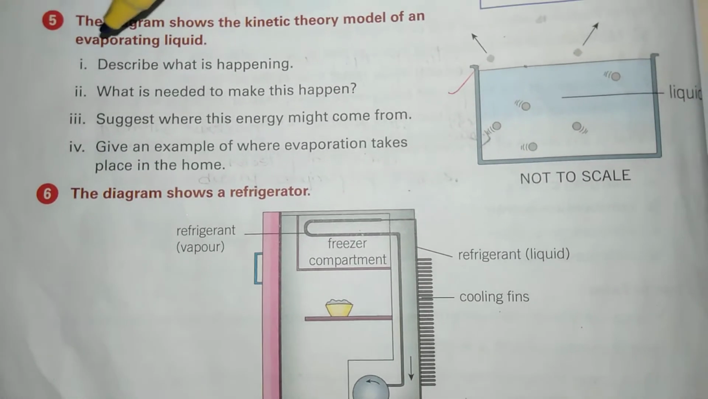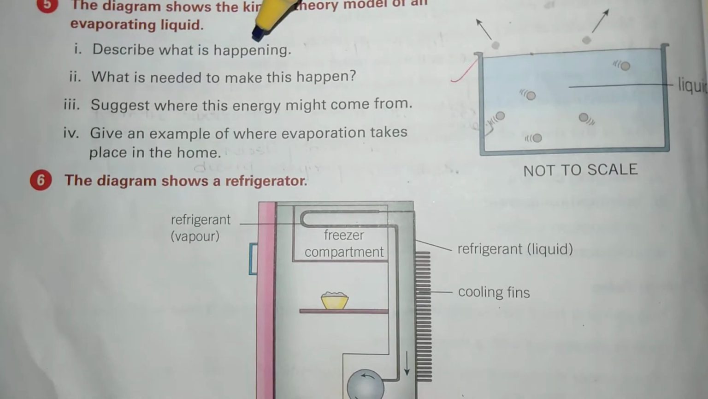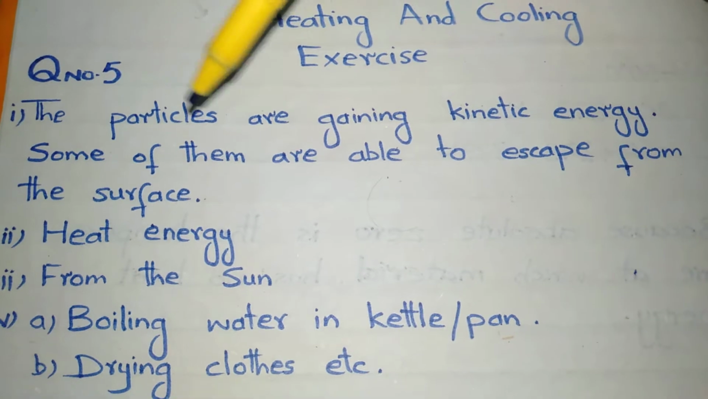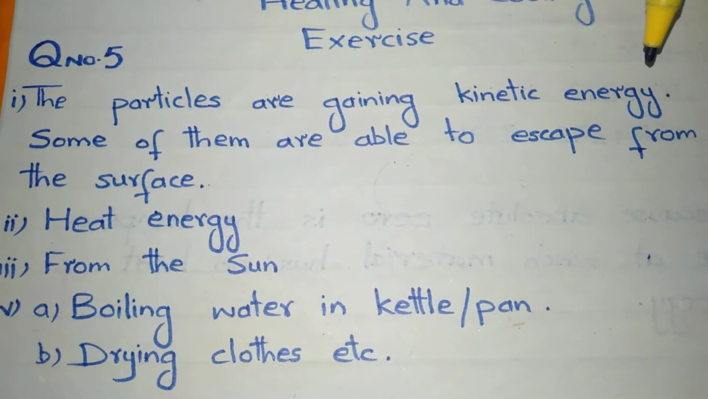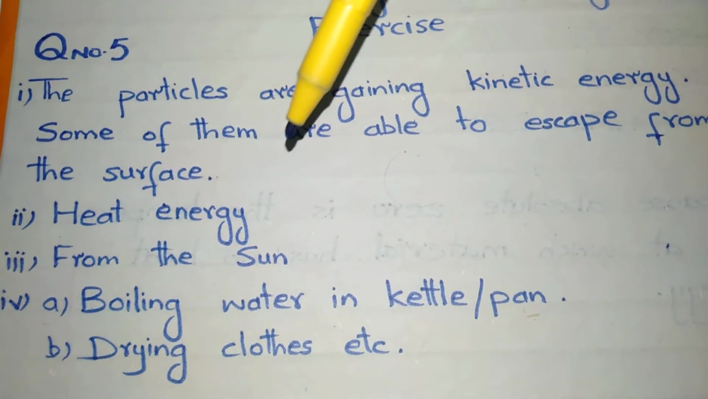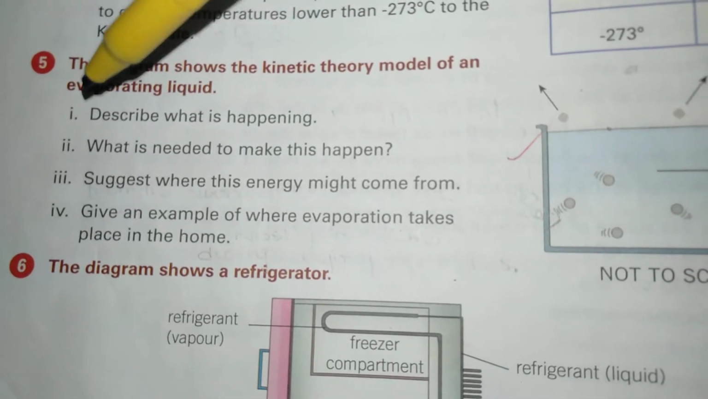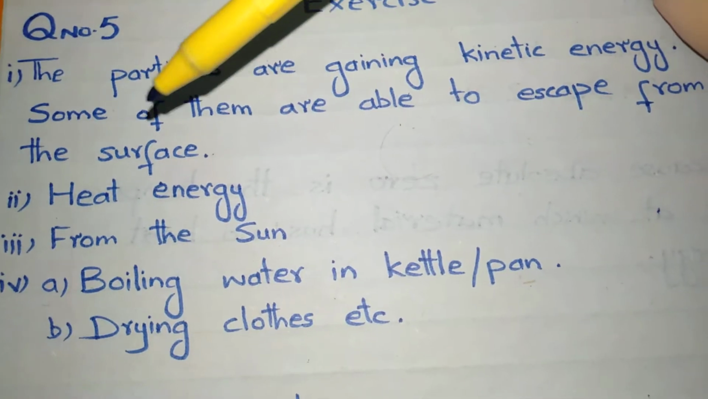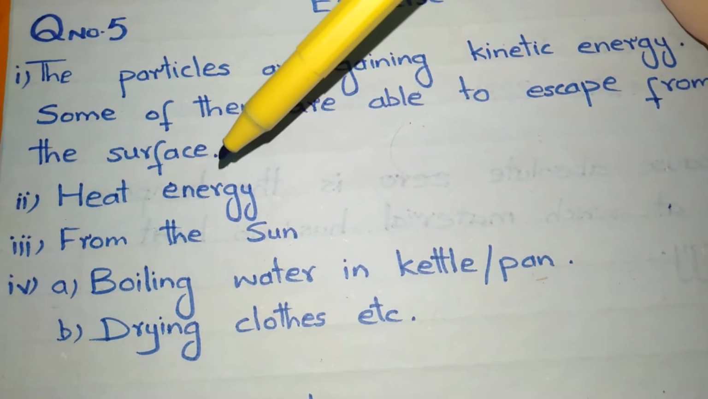Question number 1, describe what is happening. The answer is the particles are gaining kinetic energy. Some of them are able to escape from the surface. Question number 5, part 2, what is needed to make this happen? The answer is heat energy.